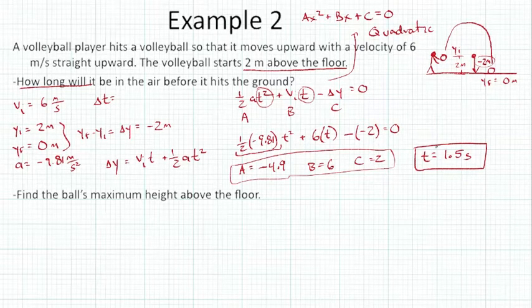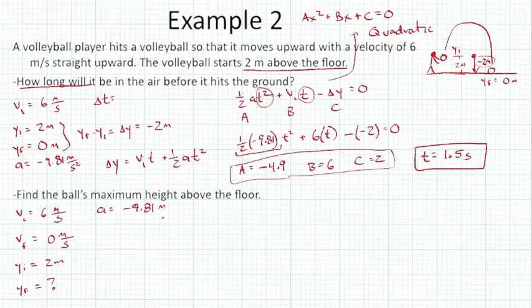Now, what's the ball's maximum height above the floor? Let's write down our knowns again. We've got our initial velocity of 6 meters per second. We've got a final velocity. Now it's not coming back down to the floor, it's going up to the maximum height. So here's where we can use our VF of 0 meters per second. Our initial position equals 2 meters. We don't know what the final position is. YF is what we don't know, but we do know our acceleration as well. Our acceleration is negative 9.81 meters per second squared.